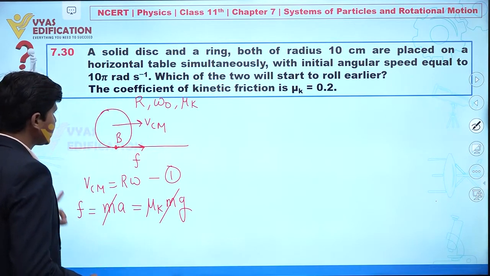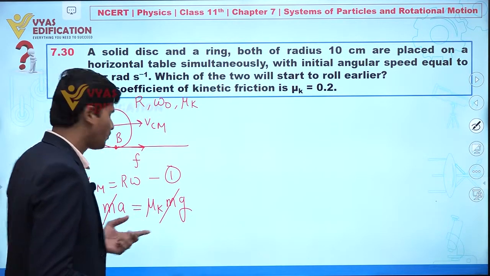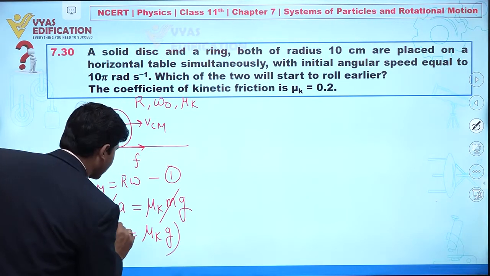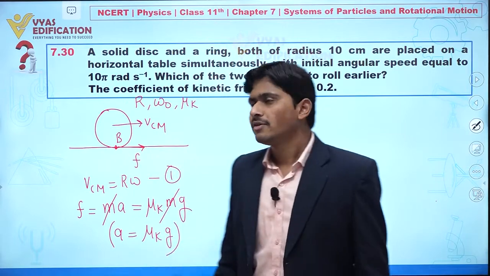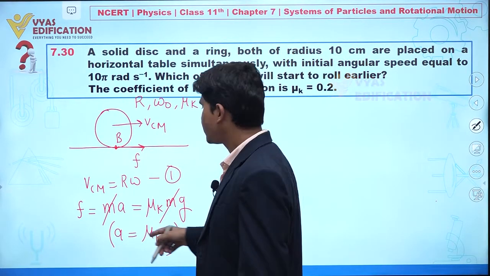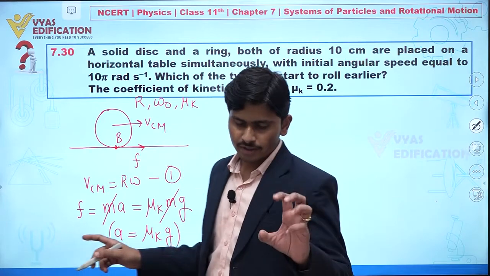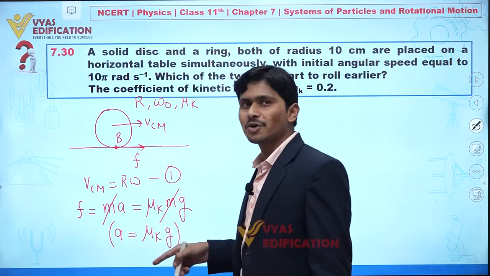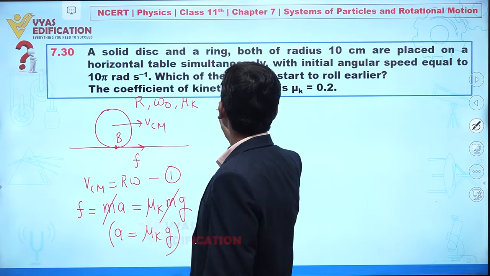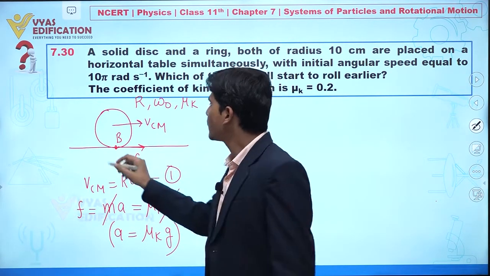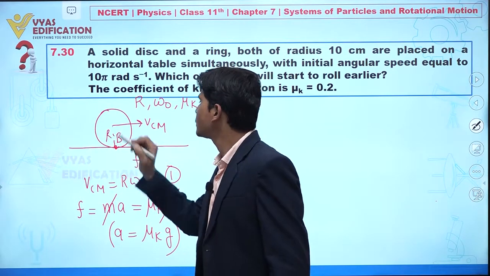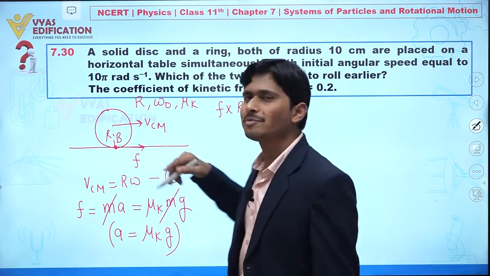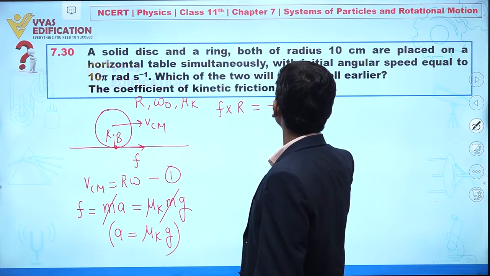Clear? So the acceleration of center of mass is equal to mu g. Now I can also write this is the acceleration value. Clear to everyone? Yes. Now this friction force is also providing a torque. Clear? So torque is given by F into R, the perpendicular distance R, and this is in the anti-clockwise direction, and it is retarding the motion. So this is equal to minus I alpha.